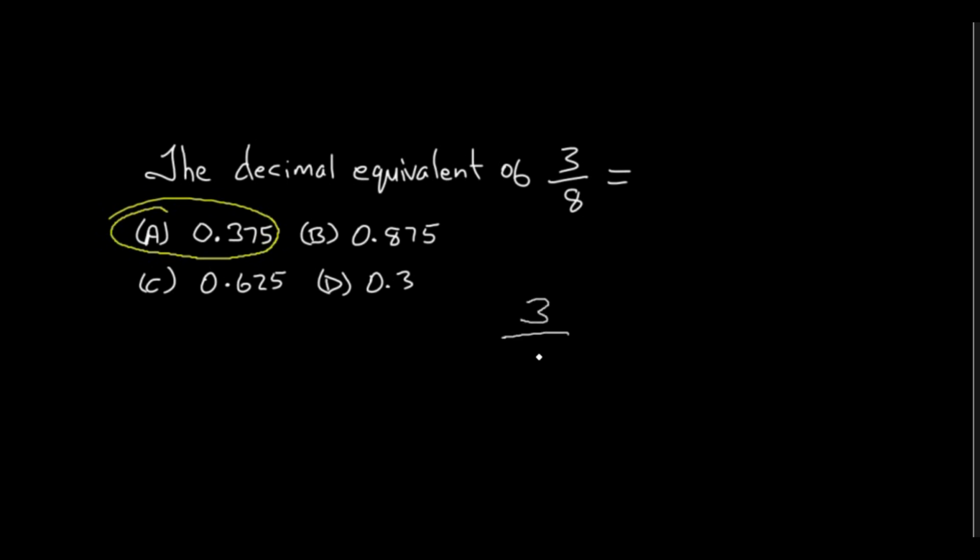Now, what about another method that we could actually use? Well, let's do it the long way. How many times can we get 8 out of 3? Only 0 times. 8 cannot enter into 3. So we put 0. Now, we're going to put a 0 next to the 3 as well, so that 8 can be divided into 30. 8 into 30 goes how many times? Now, of course, if you know your 8 times table, you know that 8 times 3 gives us 24. 8 times 4 gives us 32.